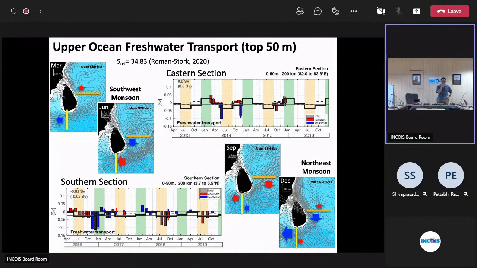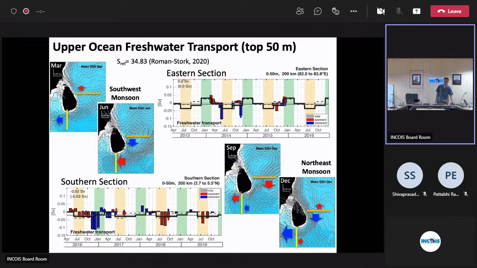We can break that down and look at freshwater transport. And freshwater transport is a problematic quantity, right? It's not strictly a robust quantity to calculate unless you're doing it over a closed volume, which we're not here, right? So when you're calculating it like this, it's very, very dependent on the reference that you choose. So I'll give you something that I think is more robust later in the talk, but right now this is freshwater transport with reference salinity as defined by Roman Stork in that 2020 paper.